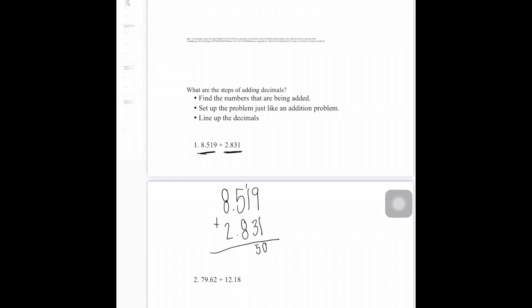8 plus 5 is 13. So we need to make sure that we bring down the 3, and then we're going to bring the 1 up here with an 8, but we can't move on yet. We need to make sure that we bring down that decimal.